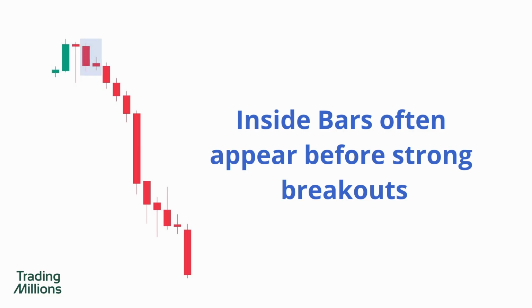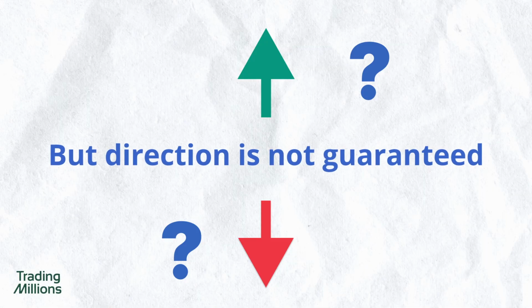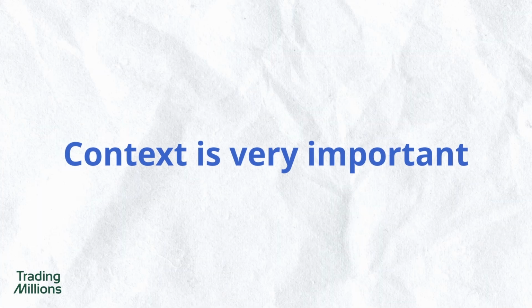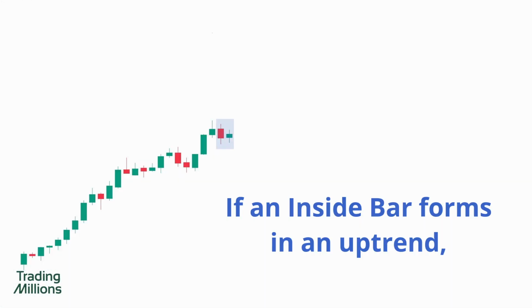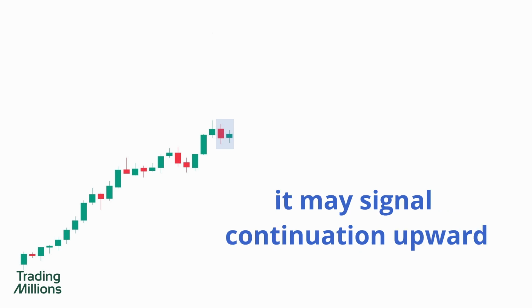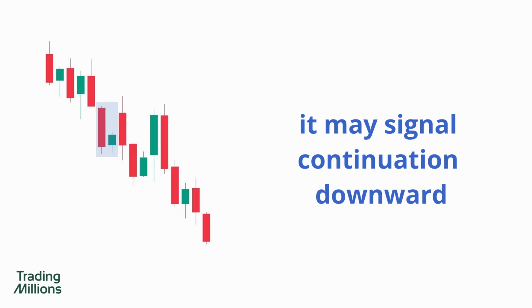Inside bars often appear before strong breakouts. But direction is not guaranteed. That's why context is very important. If an inside bar forms in an uptrend, it may signal continuation upward. If it forms in a downtrend, it may signal continuation downward.